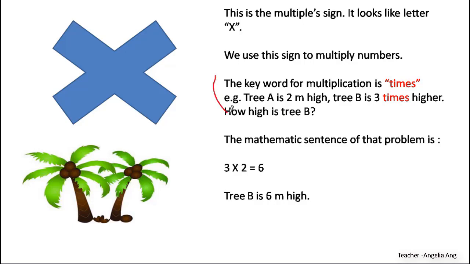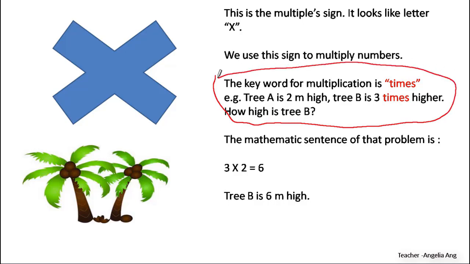The key word for multiplication is times. For example, 3A is 2 meters high. 3B is 3 times higher. How high is 3B? The mathematics sentence of that problem is 3 times 2 equals 6. 3B is 6 meters high.